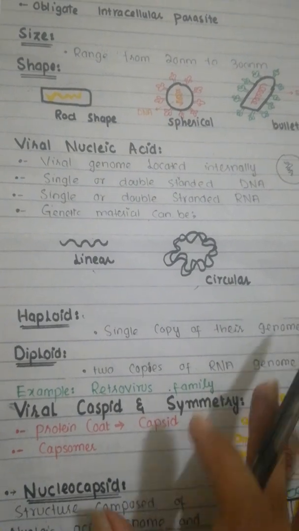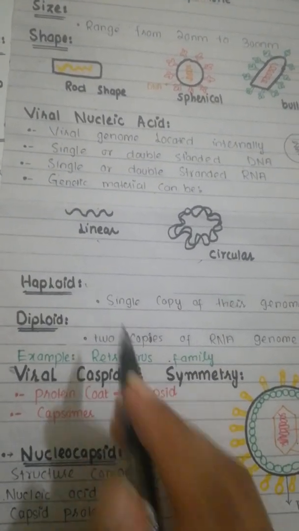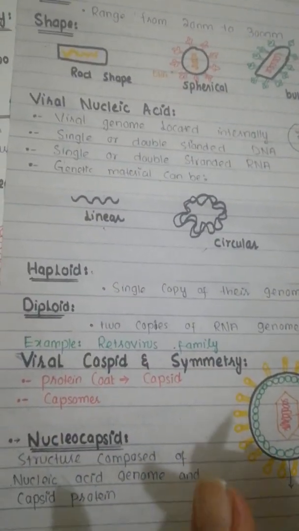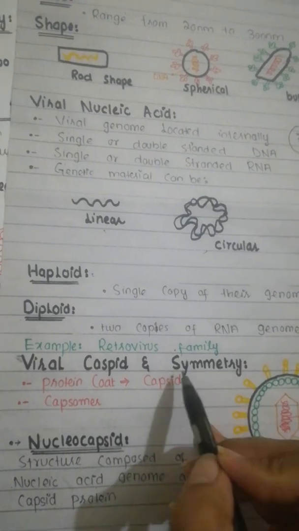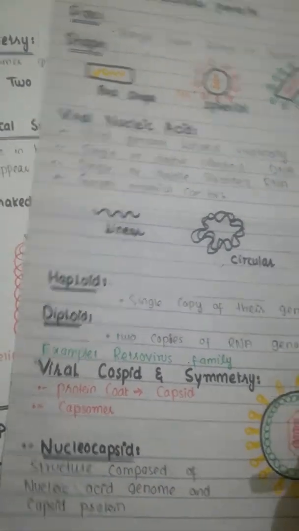Example is retrofamily. And viral capsid basically means the genetic material of the virus is covered and protected by a layer called the capsid. And capsomer is basically the small unit of its protein.